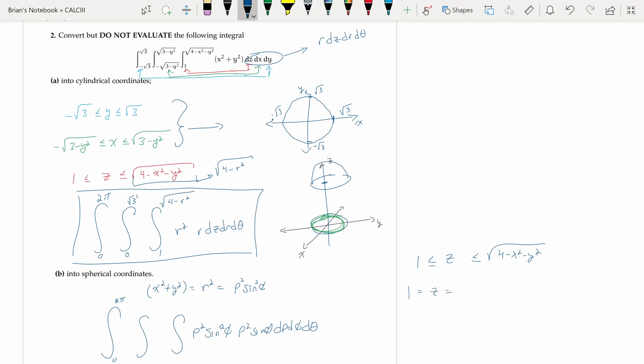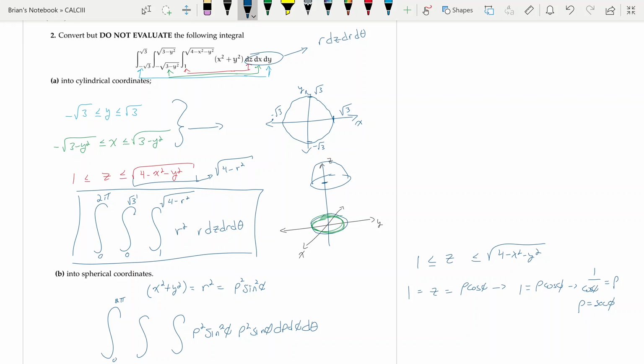So z is still equal to, go back to your identities that we talked about at the start of the session. I know you're looking it up, z is equal to rho cosine phi. So we can say that 1 is equal to rho cosine phi. And now we can get a function with phi to put at the lower bound. So 1 over cosine phi is equal to rho, or rho is equal to the secant of phi. You might have seen that if you watched lecture today.